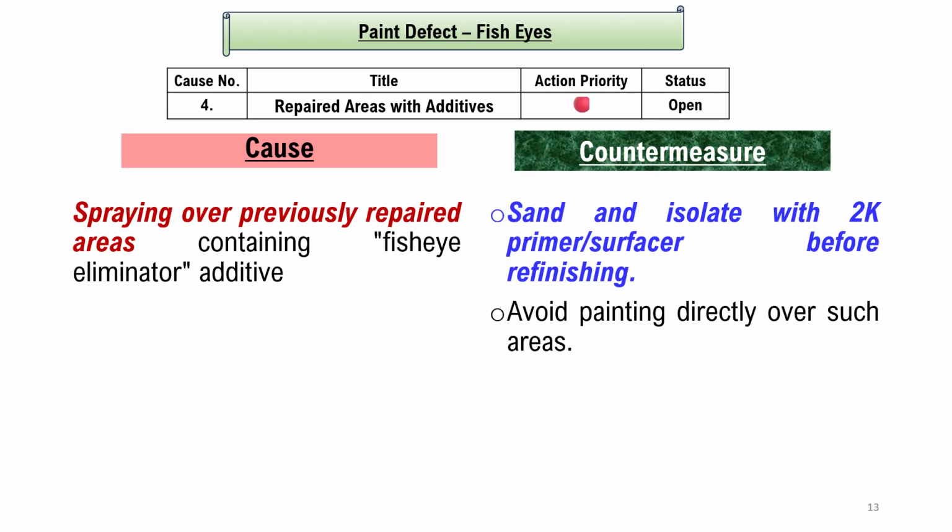The fourth probable reason could be repaired areas with additives, that is, spraying over previously repaired areas containing fish eye eliminator additives. Therefore, sand and isolate with 2K primer surfacer before refinishing. Avoid painting directly over such areas.